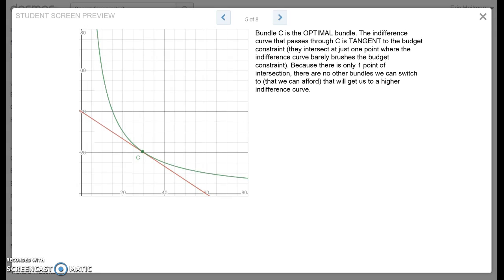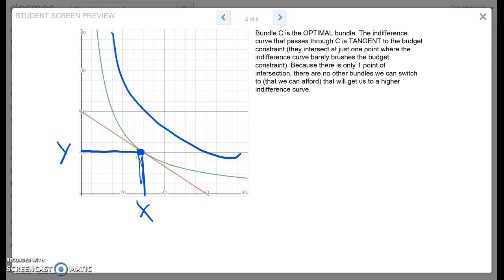Point C right here represents about 30 units of good X and 20 units of good Y. That is going to be the optimal bundle that this person can consume given the prices and their income at the time. They can't get to any other indifference curve.